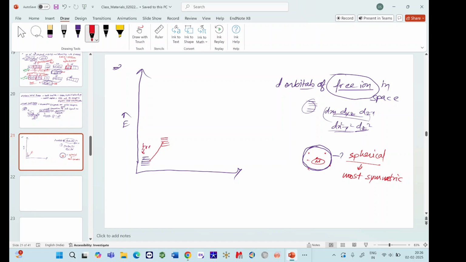This is free. This is in spherical field. Okay. So now, if we introduce some other field which is not spherical, then this degeneracy will be lost. Degeneracy means the same state of energy. So now say we are putting this metal in the octahedral field. Now it is not at all spherical. Then you can see your 5 orbitals are dividing into 2 sets of orbitals.